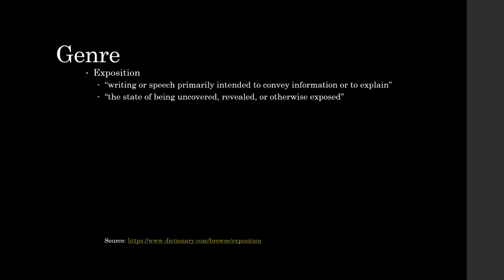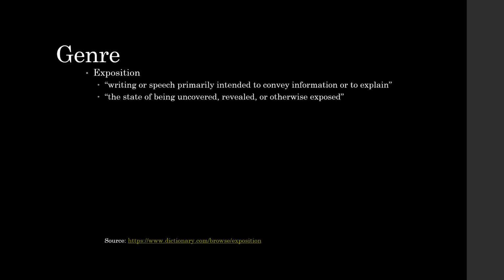Before we get to the structure and outlining of this assignment, I want to consider the genre. So the genre of this essay is exposition. And there are two definitions that I pulled from dictionary.com. You can see the source at the bottom of the slide. The two definitions really speak to the heart of this assignment. The first says, writing or speech primarily intended to convey information or to explain. Your goal is to write an essay that conveys information on the problem and explains not just why the problem is a problem, but also what the solution for this problem is or should be.